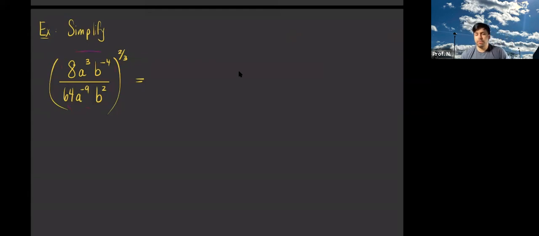So let me see what I can simplify. I notice that the 8 and the 64, right, they cancel. The 8 cancels or divides the 64 8 times. So I'm going to have an 8 in the denominator.